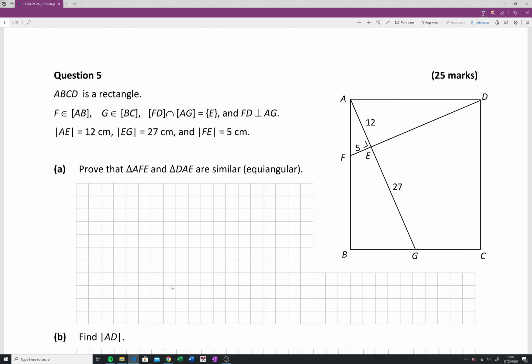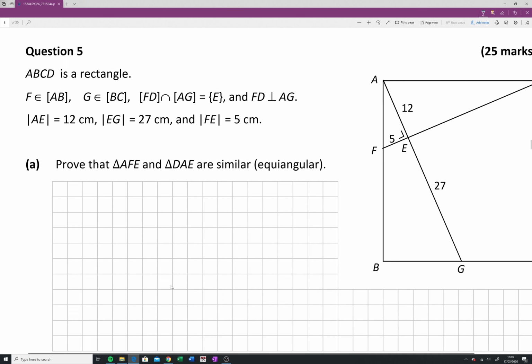So if you use the word proof, you're going to have to be quite rigorous about it. Okay, you don't just say one thing equals the other thing. You've got to say why that one thing equals the other thing. So obviously, if we're trying to show that all three angles are the same, we should start off by saying this angle equals that angle and why that is the case.